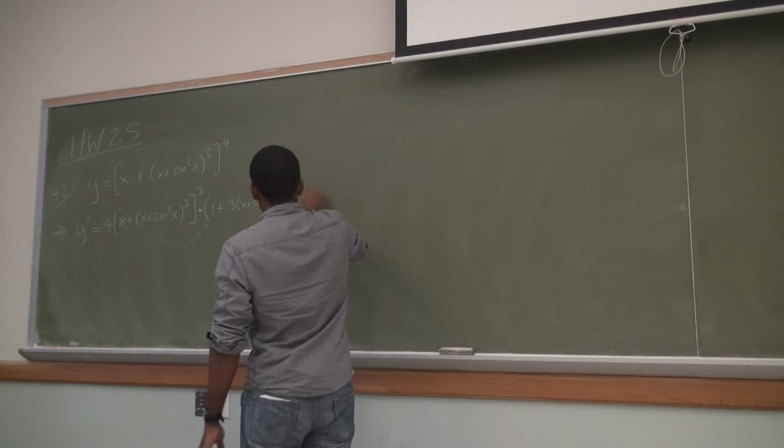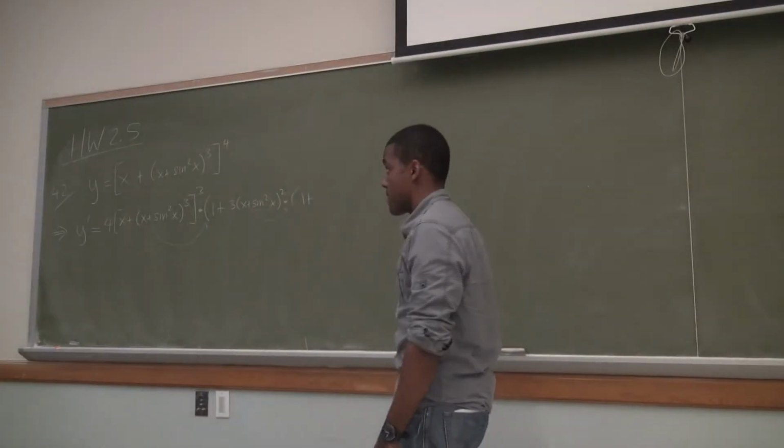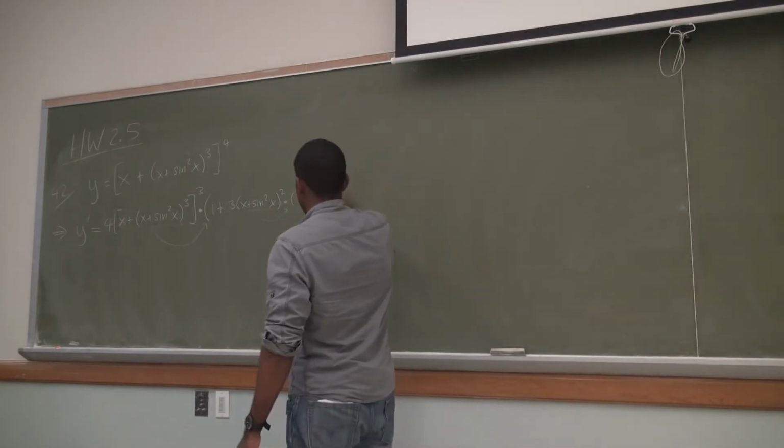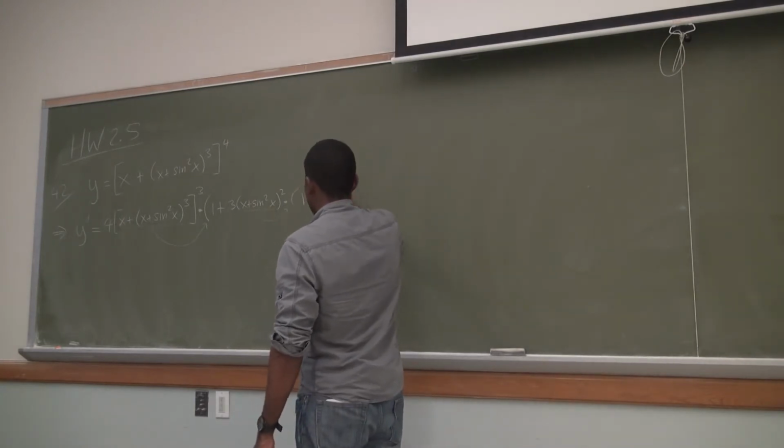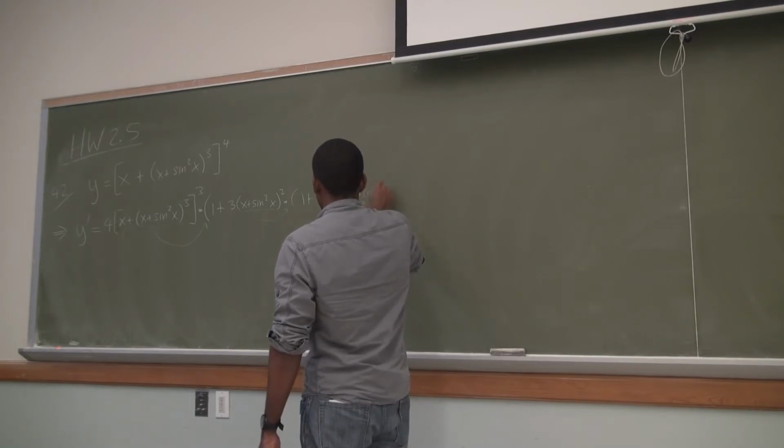So it's going to be 1 plus, how do I differentiate sine squared? Bring the 2 down, sine is the inside function, now you multiply by the derivative of that. Cosine.